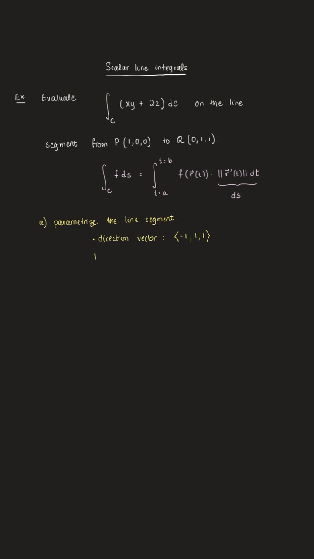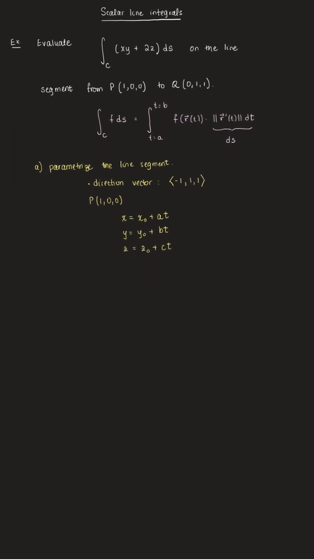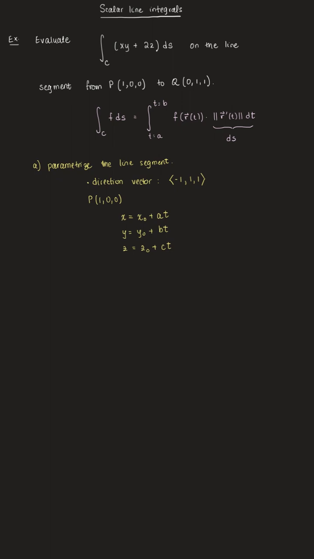So that is our direction vector. And we can pick our point P to be our starting point. And now we can parametrize our line segment. So recall that x is x0 plus the x component of our direction vector times t. y is y0 plus the y component of our direction vector times t, and z is z0 plus the z component of our direction vector times t, where t ranges on an interval. We'd like t to go from 0 to 1.